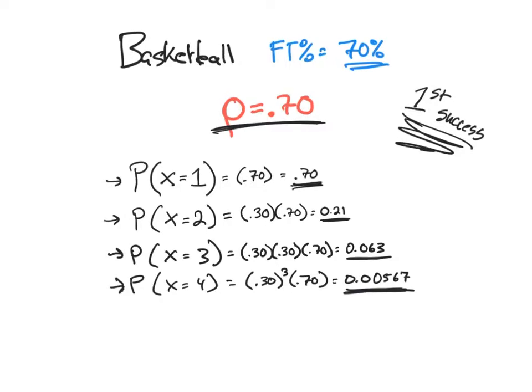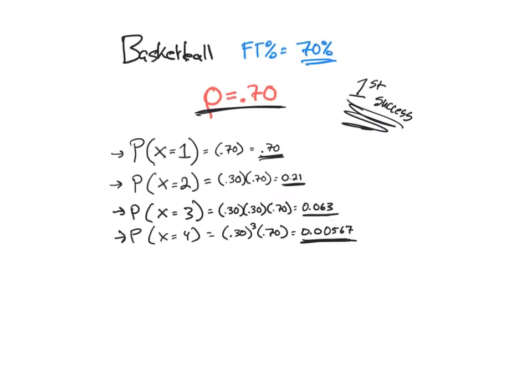So what is the common thing for geometric? The formula: probability that X equals some K value. Well, guess what it is? It is the probability of failure. That's what's going to happen first.